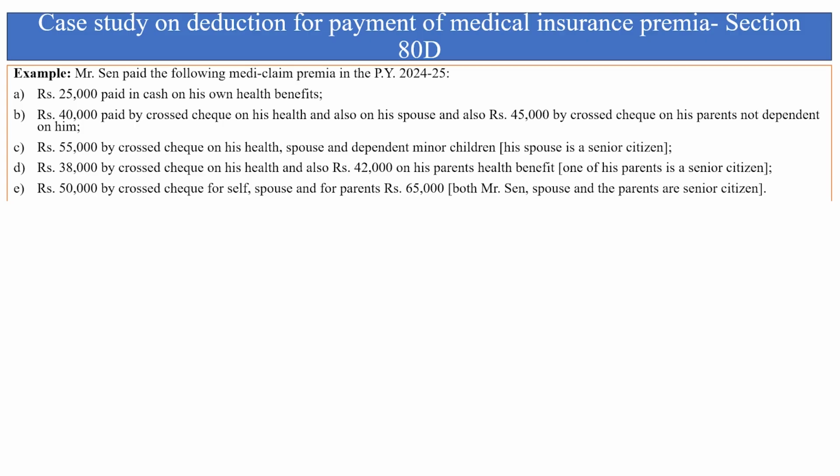So the total deduction available under section 80D: for self, maximum 50,000 because senior citizen, and for parents, though paid 65,000, it is limited to 50,000. So total 1 lakh is available as a deduction under section 80D from the gross total income of the taxpayer Mr. Sen. Deduction for medical treatment from gross total income under section 80DD.